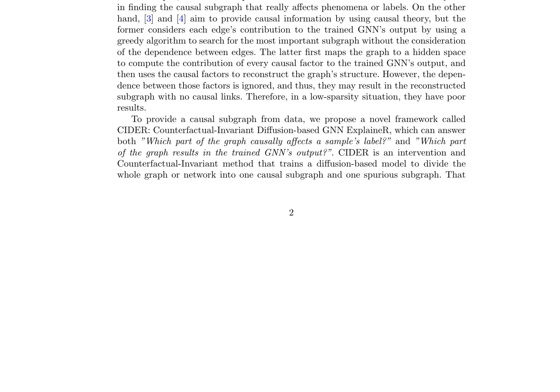CIDER overcomes these limitations by training a diffusion-based model to divide the whole graph into one causal subgraph and one spurious subgraph. This framework can answer both which part of the graph causally affects a sample's label, and which part of the graph results in the trained GNN's output. The authors evaluate CIDER on both synthetic and real-world datasets, demonstrating its superiority over state-of-the-art methods in identifying causal links and subgraphs. This approach has significant implications for advancing our understanding of causal relationships in graph-structured data.